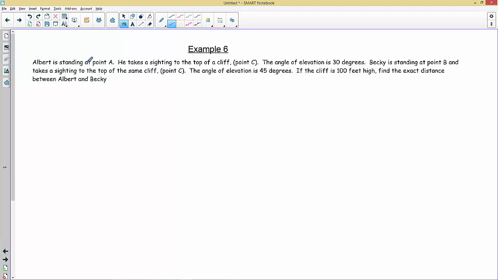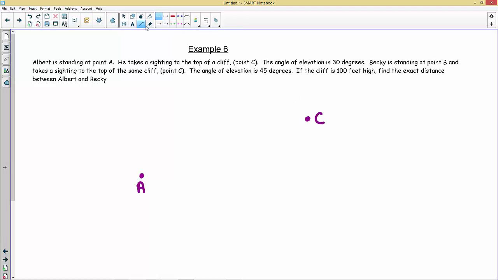Okay, so Albert is standing at point A. I'll just make a point A. And this is one of the hardest things you have to do, drawing your own diagram, so once in a while we will have a problem like this where you have to draw your own diagram. Albert is standing at point A. He takes a sighting to the top of a cliff, point C. So I'm going to put the top of a cliff up here at point C.